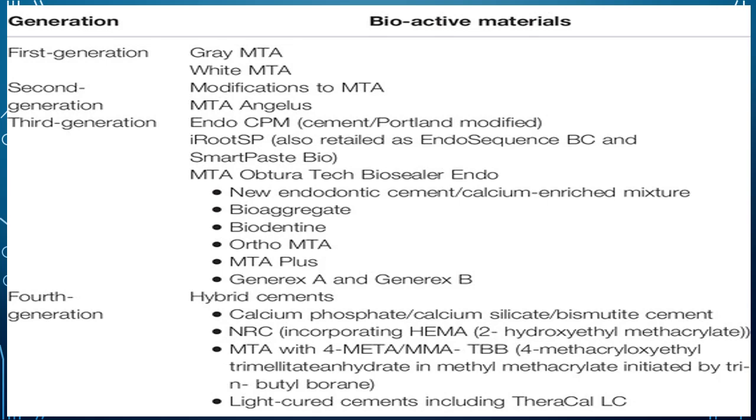And then we have the ones which include Biodentine, Ortho MTA, MTA Plus and Bioaggregate. And fourth generation MTA includes hybrid cements like calcium phosphate and calcium silicate bismuth cement, MTA with 4META, and light cure cement including TheraCal, which comes under the fourth generation of active biomaterials.